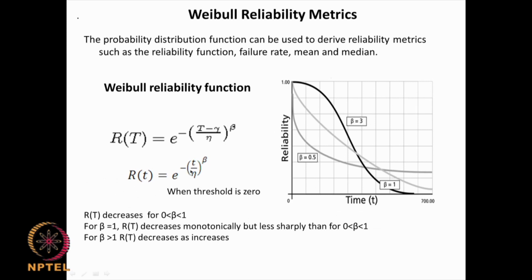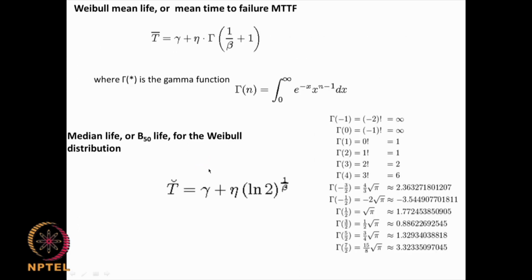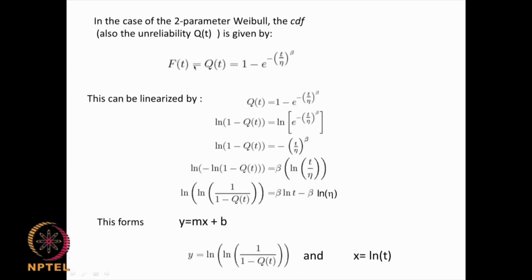So, 1 minus e power minus (t by eta) to the beta gives you the unreliability function. Last time I mentioned this can be linearized. How do you linearize? You take the logarithm on both sides, then again you take logarithm and so on. So you end up having ln of 1 divided by 1 minus q(t) is equal to beta ln t minus beta ln eta. So this looks like a linear regression relation.